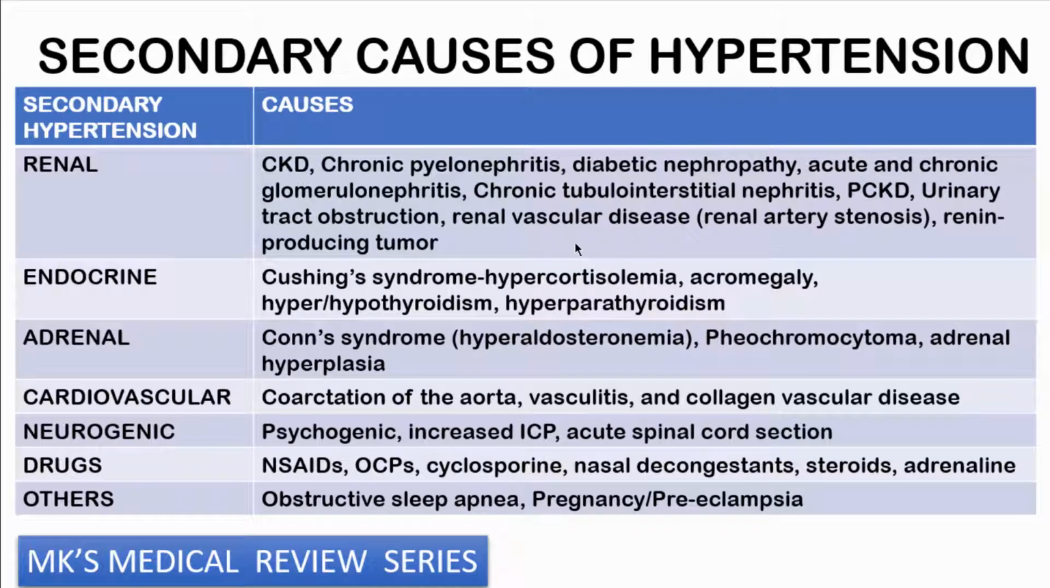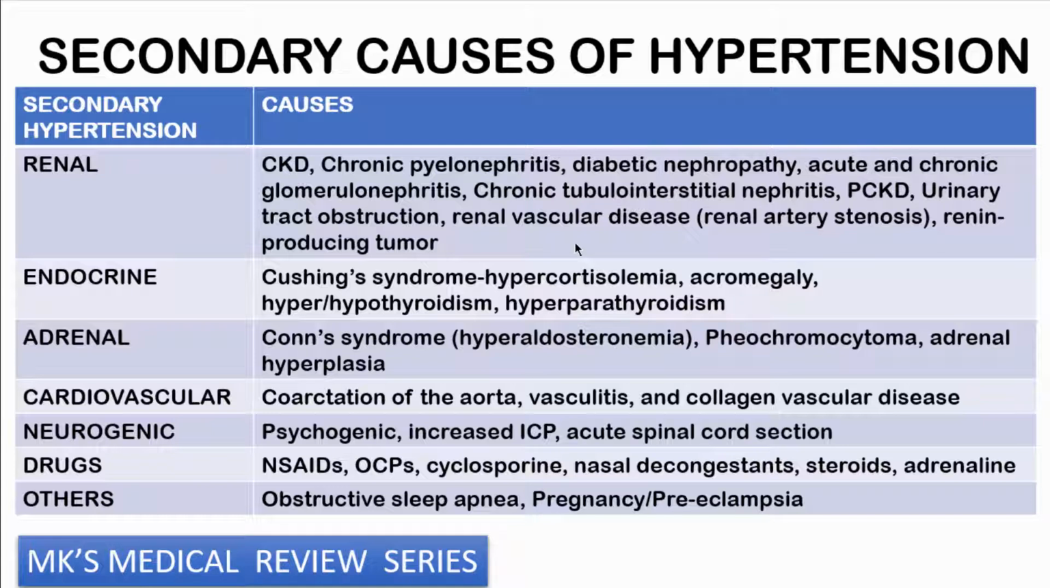You could have conditions like chronic kidney disease, chronic pyelonephritis, diabetic nephropathies, acute and chronic glomerulonephritis, chronic tubular interstitial nephritis, polycystic kidney disease. You may have urinary tract obstructions. You may even have renal vascular disease, like for example in renal artery stenosis, which is much more common in young adults and in young individuals than in older adults.